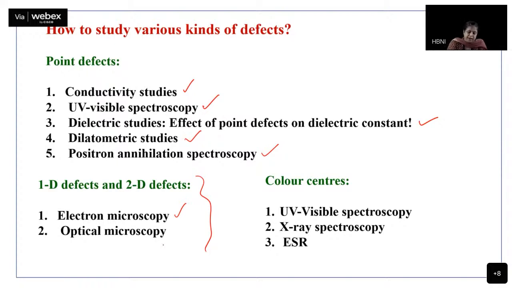Okay. I can also use optical microscopy, especially for defects like twin boundaries, because twin boundaries are a 2D defect. But yeah, they can be observed because they're slightly bigger on the surface. Color centers, of course, we covered them in the point defects, but you can study them by UV-visible, X-ray spectroscopy as well as ESR, because ultimately they are unpaired electrons in it.